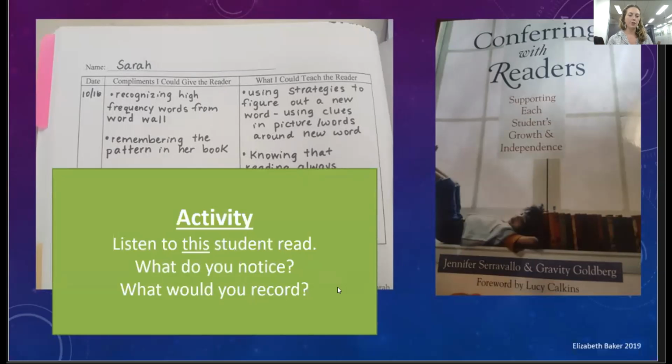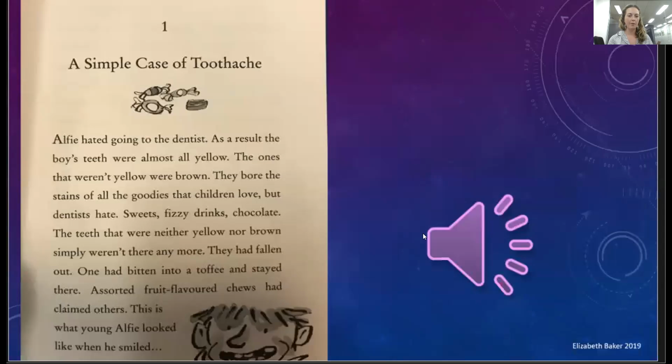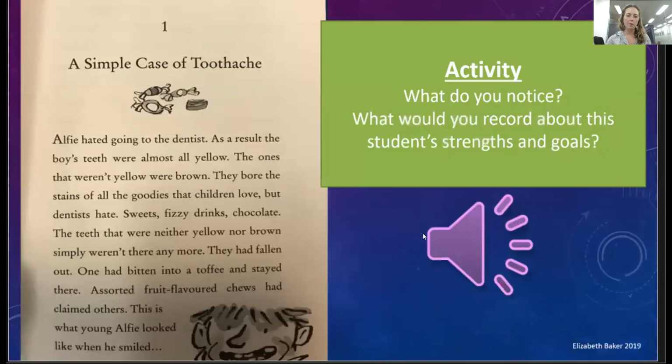Let's go to the next slide. I want you to tell me what you notice and what you would record about this student's strengths and perhaps some goals. If you're someone who wants to pop it in the chat, feel free to start typing it there, and then you can post what you notice and what you think a goal would be for them. But feel free to use the mic as well. I love a chatty group. It stops me from talking the whole time. So feel free to write down some notes yourself and share afterwards.